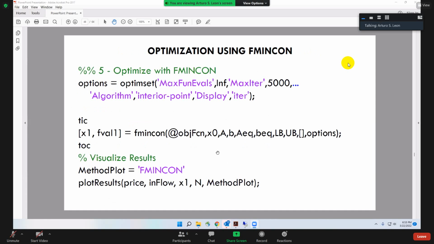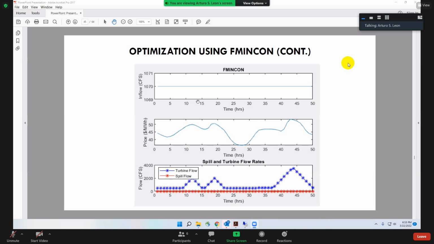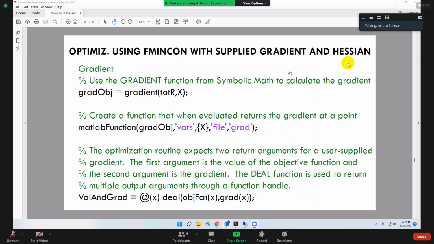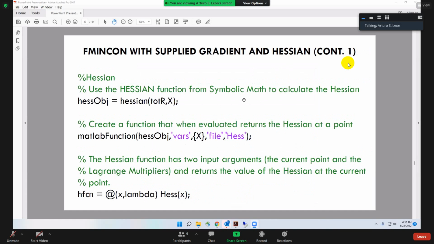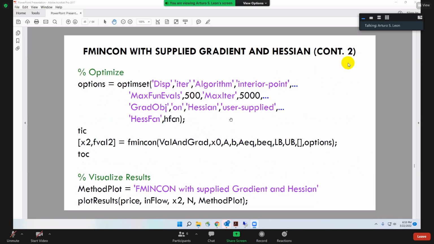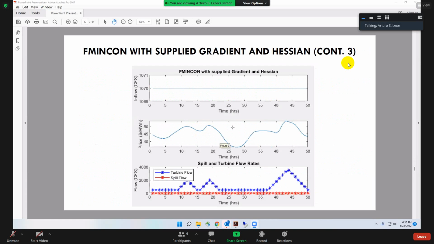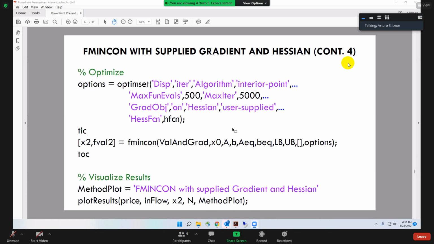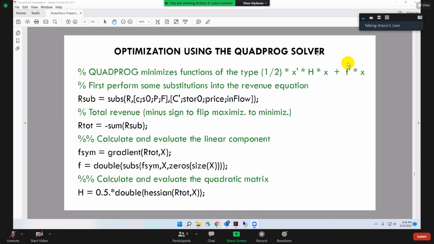Actually, this is in MATLAB, but here I simply copied that, and this is the result using fmincon. Now, if you supply the first derivative and the Hessian, which is the second derivative, you can also do it this way. And this is the continuation here: how many evaluations you are using, maximum iterations, and all of that. Then we have the quadratic programming solver.